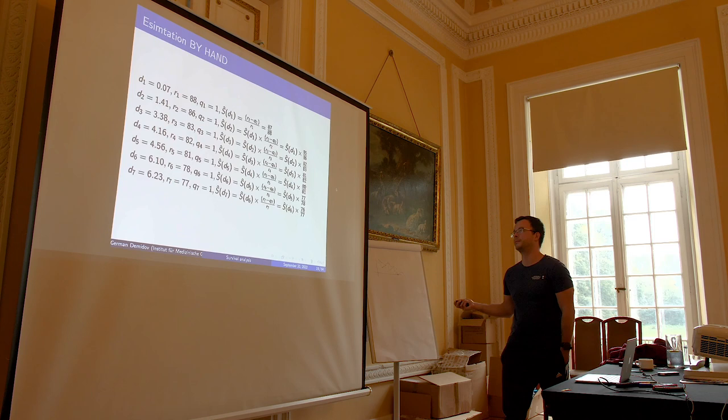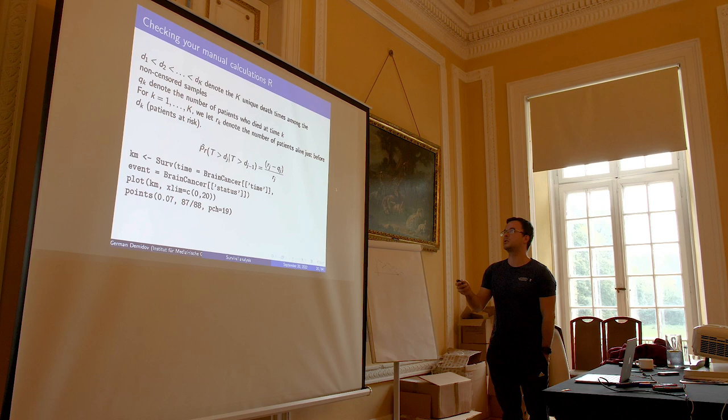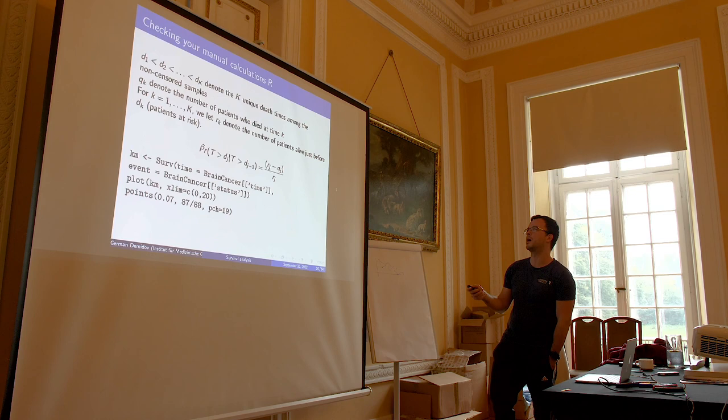Let's go like this. To calculate the first point, time is 0.07. This is something we don't need to calculate. But then we need to calculate the proportion of patients who survived here, taking into account this censoring. Here, these are the events. So what I suggest to you, this is just a reminder: you will see this notation Q and R, and this is a reminder of what they mean. And this is what I suggest you to do.